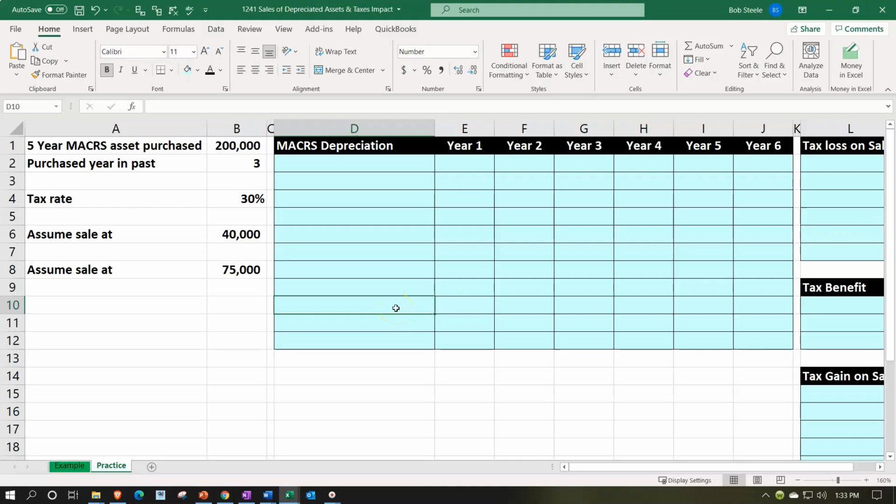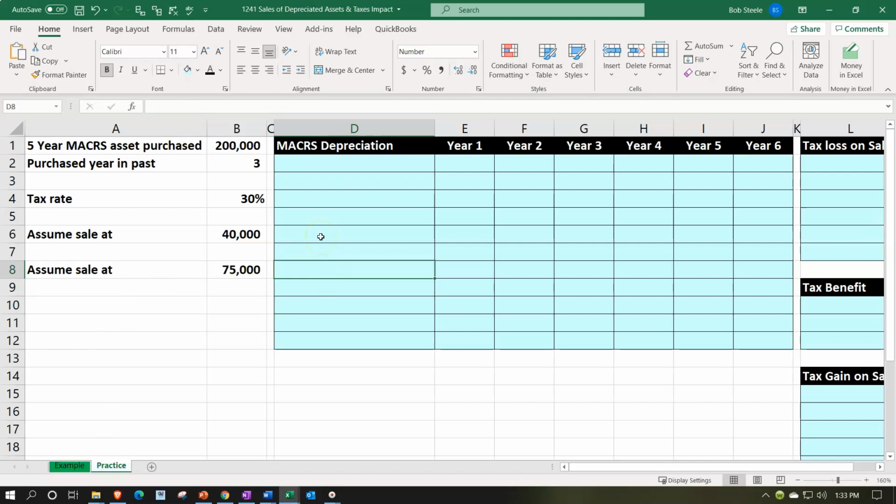Here we are in our Excel worksheet. If you have access to the Excel worksheet and would like to follow along, note that we're in the practice tab as opposed to the example tab, the example tab, in essence, being an answer key. Information on the left-hand side, we're going to populate into the blue area on the right-hand side.